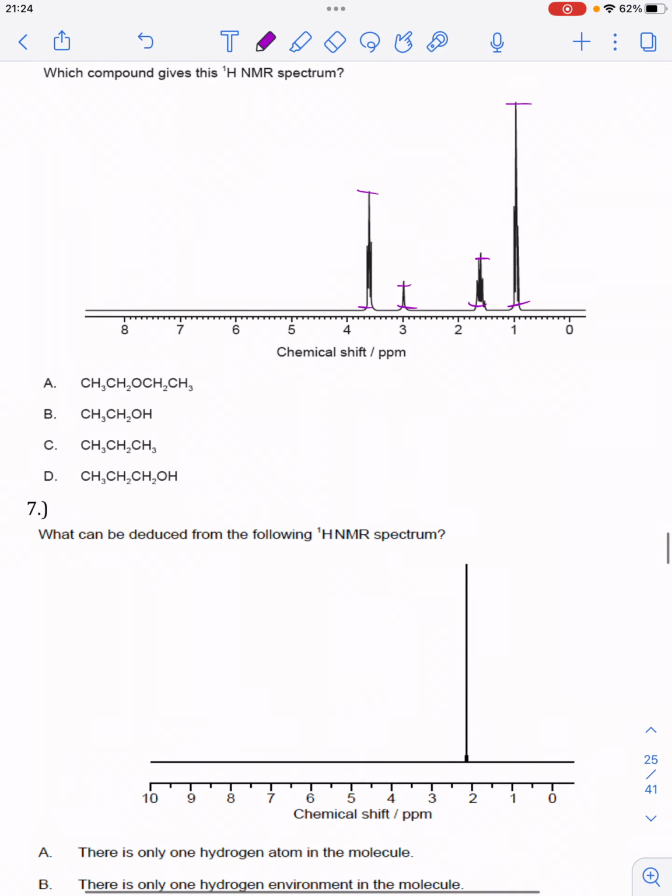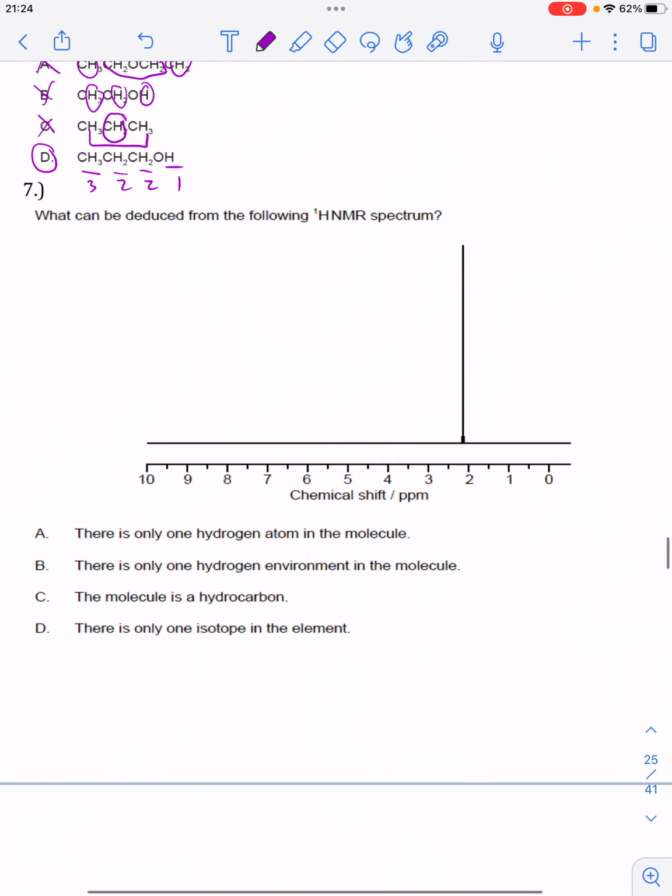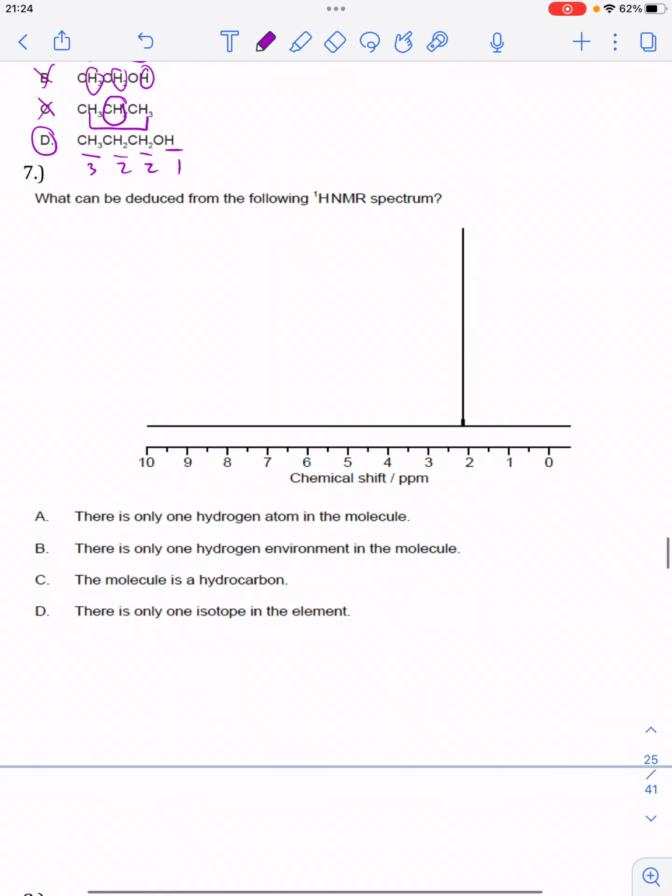So in A, because it's symmetric, I actually only am going to have 2 different environments: these 4 in the middle and these 6 on the outside. In B, I can see there's 1, 2, 3 environments. In C, there's the middle environment and then the outer environment, so just 2. It's got to be D. 1, 2, 3, 4 environments, the ratio 3, 2, 2, 1, which looks like it could line up with that spectrum up there.